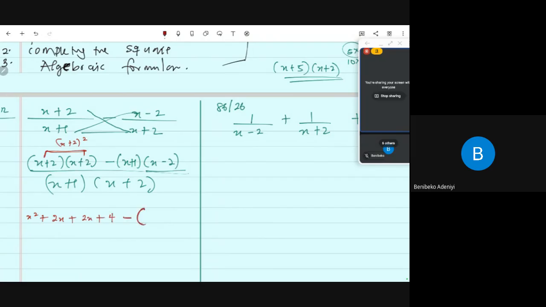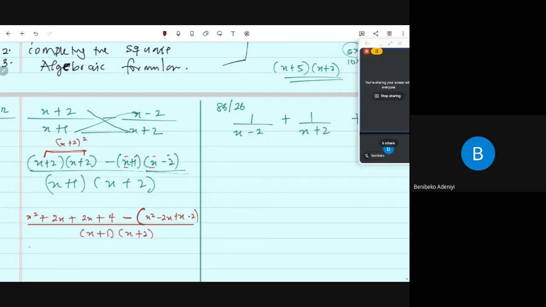Anytime you see minus, you have to be very careful. Now x times x, x squared, x times minus 2, minus 2x, 1 times x, plus x, 1 times minus 2, minus 2. All over, keep writing the denominator. I think the question is now asking you to expand the denominator.